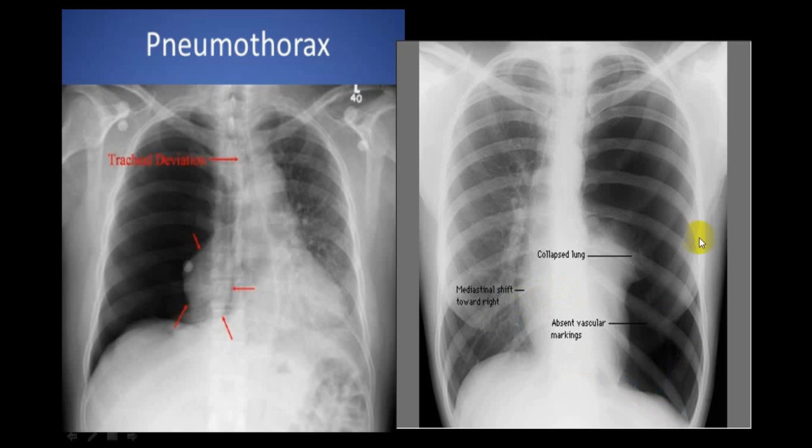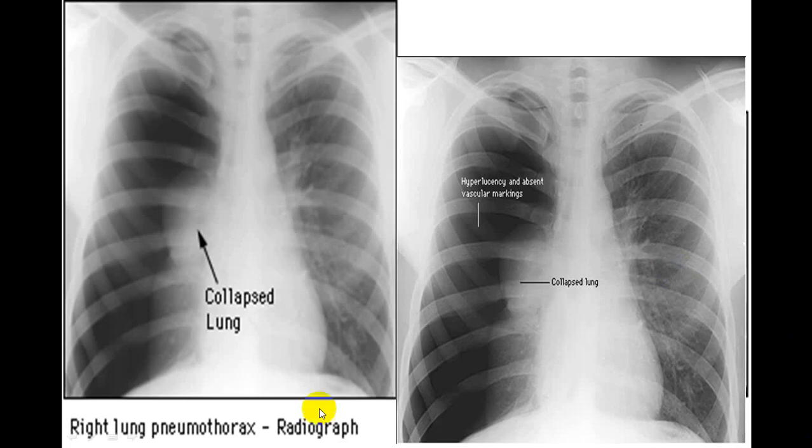And look at the diaphragm, pushed down. So if a diaphragm is pushed down, trachea shifted to the opposite side, collapse of the lung, decreased lung volume, no vascular marking in that collapsed lung, and shift of mediastinum, this is a pneumothorax. And this is not a massive shift. So this is not a tension pneumothorax.